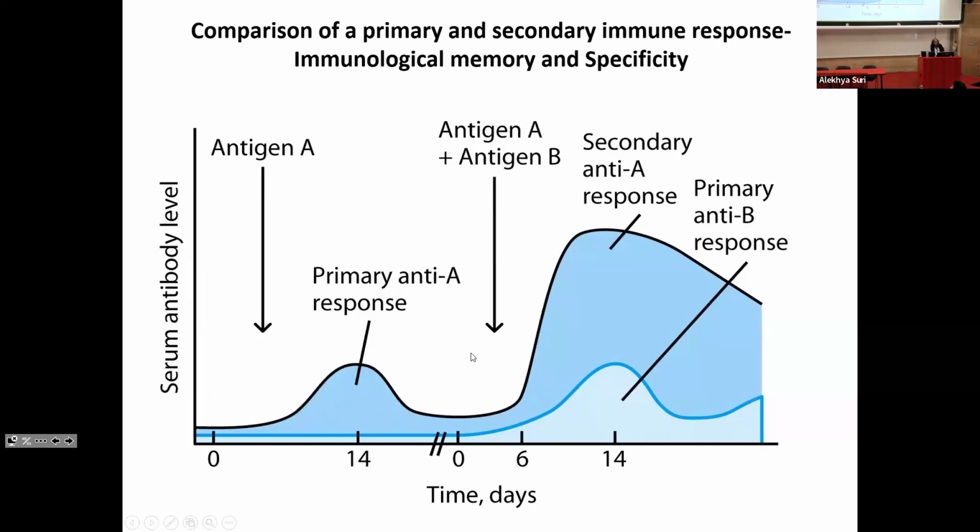But around this time, if you immunize this individual, or if that person gets infected again with a bug that has antigen A, and then you give this person antigen B, now you go back to the serum and start measuring the antibody titers, not only for A, but for B in this individual's serum.